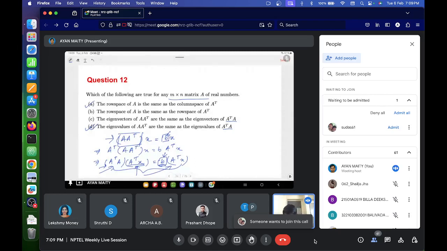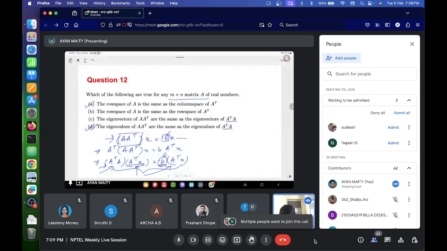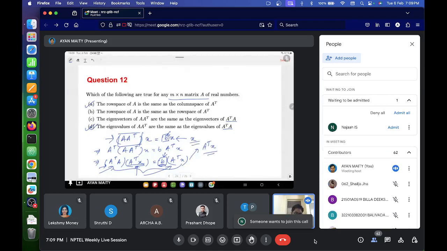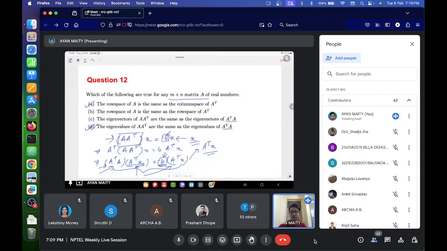But the eigenvector for A transpose was X, but the eigenvector for A transpose A is A transpose X. So these two might not be the same, X and A transpose X. These two might not be the same, but the eigenvalues are the same in both the cases, which is B here.